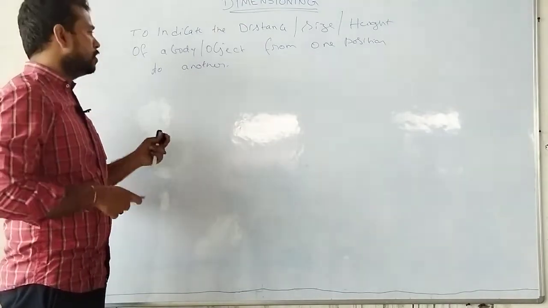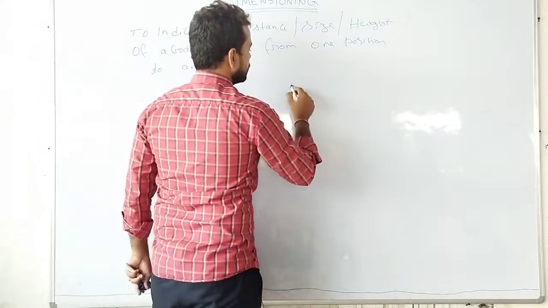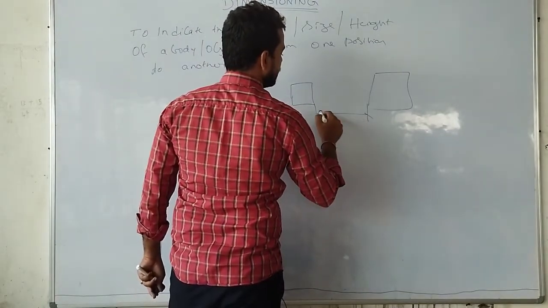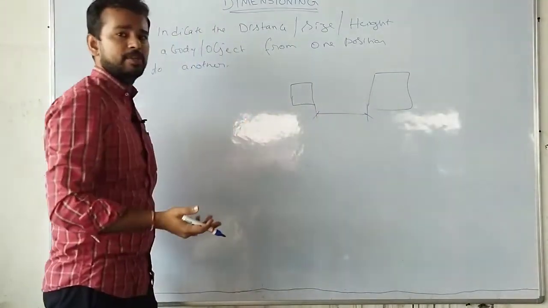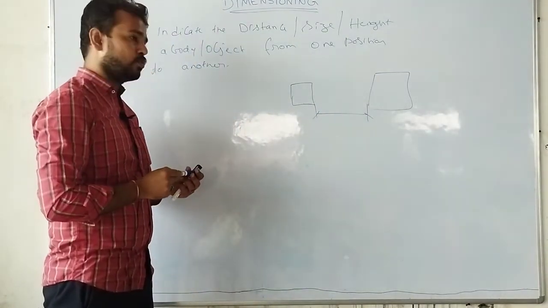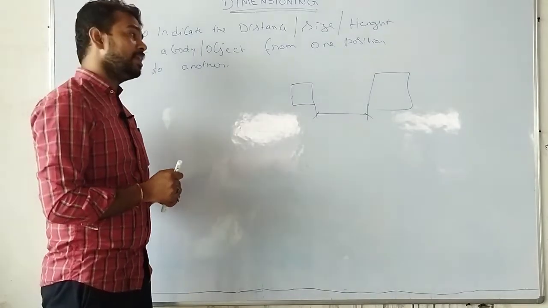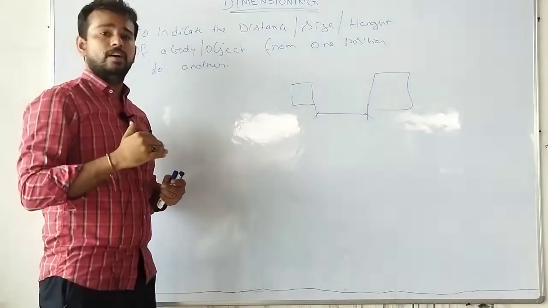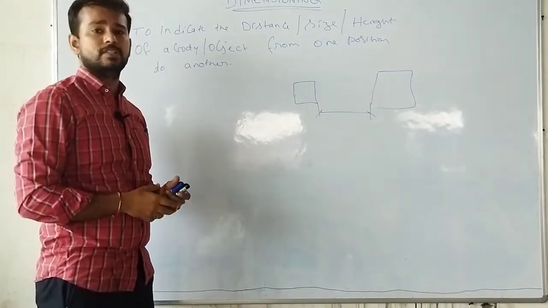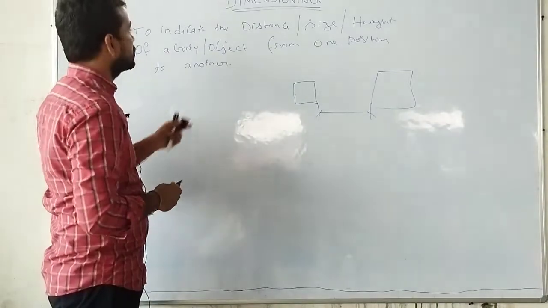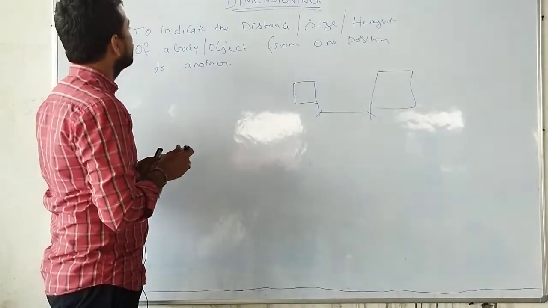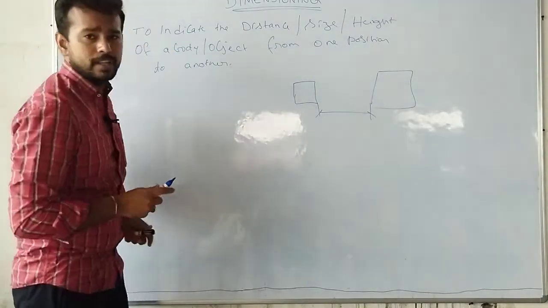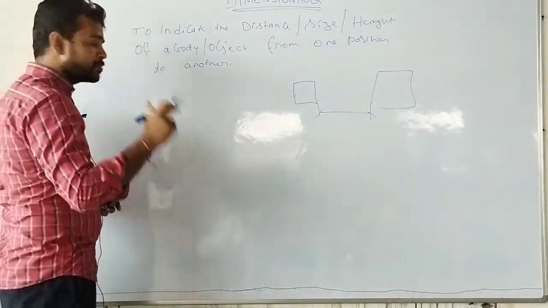Suppose you see the distance between your home and your college, you can indicate this one like this. There should be one dimension. Or if you purchase a mobile, in the mobile also they will give you certain dimensioning. The screen guard, the screen, everything will be this many inches, this many centimeters, like that they will indicate. So dimensioning is nothing but the indication of the distance of a body from one position to another.